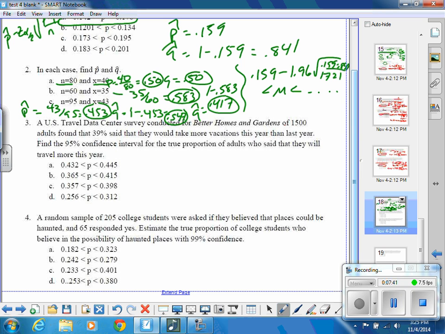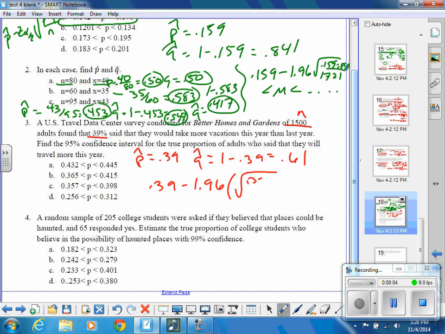All right, number 3. Okay, that's my N. Here, 39, I'm going to make that a decimal. P hat is equal to 0.39. Q hat is 1 minus 0.39 always, which is 0.61. Check my 95% confidence interval, it's 1.96, so 0.39 minus 1.96 using my formula times the square root of 0.39 times 0.61 all over 1,500. Boom. Less than mu, less than blah, blah, blah. Plus on the other side, always. And you should end up getting that answer.